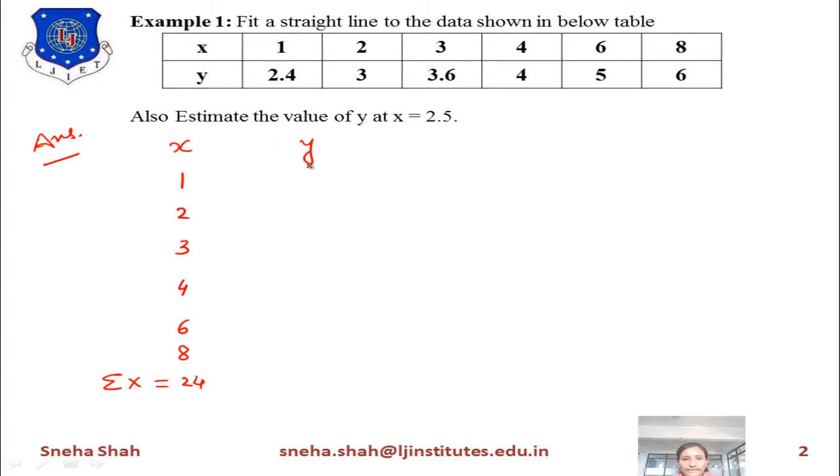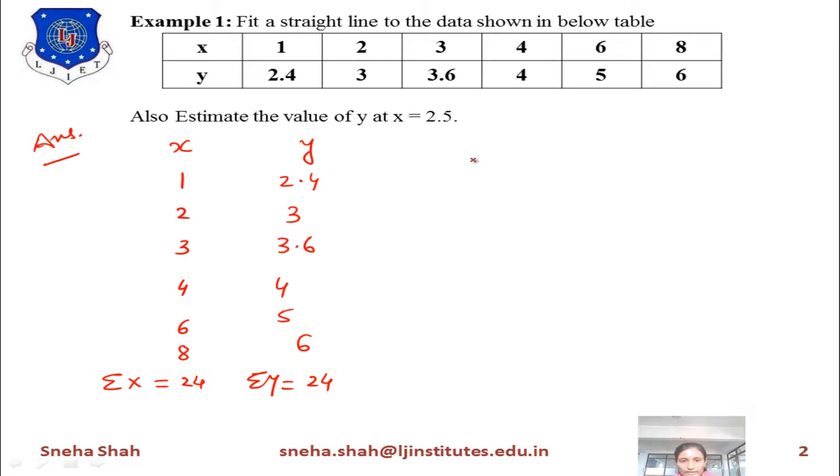Now the next term is y. y equals 2.4, 3, 3.6, and so on. I will write it in the form of a column, so it will look like this. Now if I add all these terms, it gives the summation of y, and the answer equals 24.